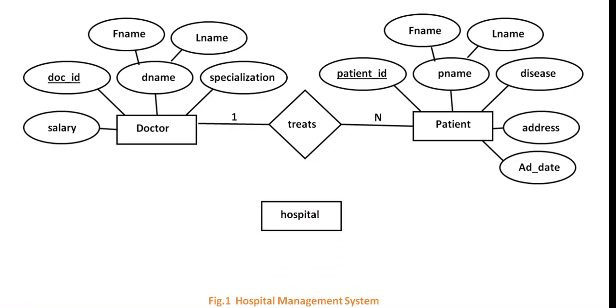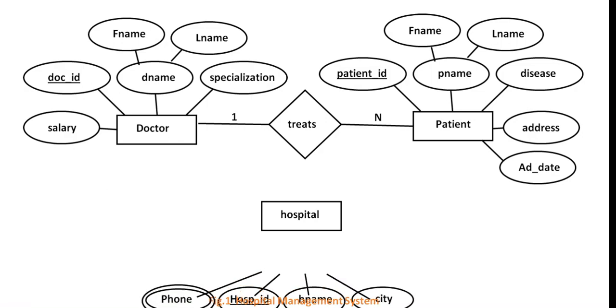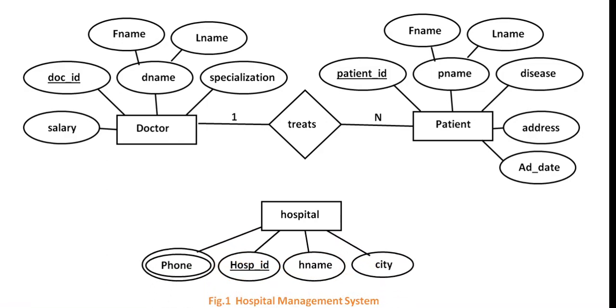Then the third entity is called hospital. The hospital entity has attributes hospital ID, which is the primary key, hospital name and city. Phone number is a multi-valued attribute, that's why it is given in a double ellipse. Doctor and hospital share one relationship, that is works in. Doctor works in hospital. It is a many to one relationship from doctor to hospital.